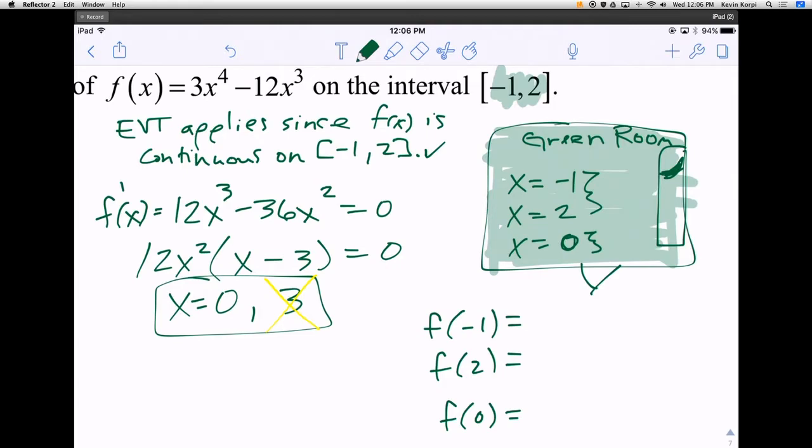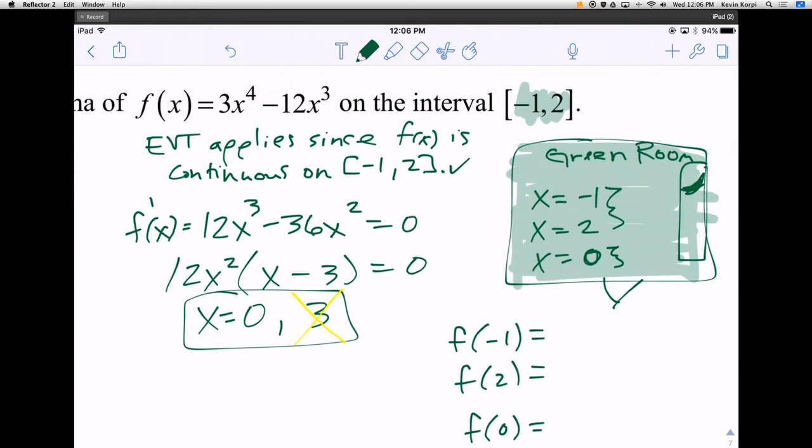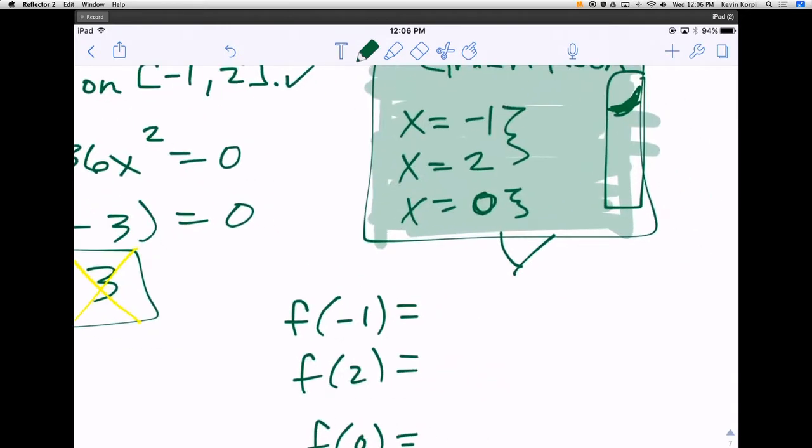No, you go. No, you. Okay. All right. -1 decided to go first. So let's figure out what the function value is at -1. We'll plug it in up here into f. So I get what when I plug in a -1 for x? I get 3 plus 12, which is 15. Okay, 15. That's what -1 did.